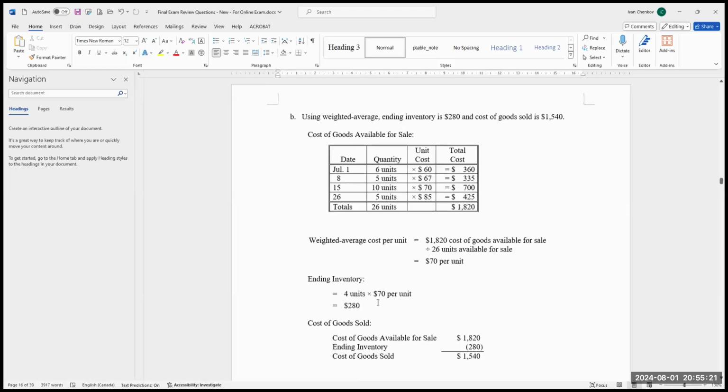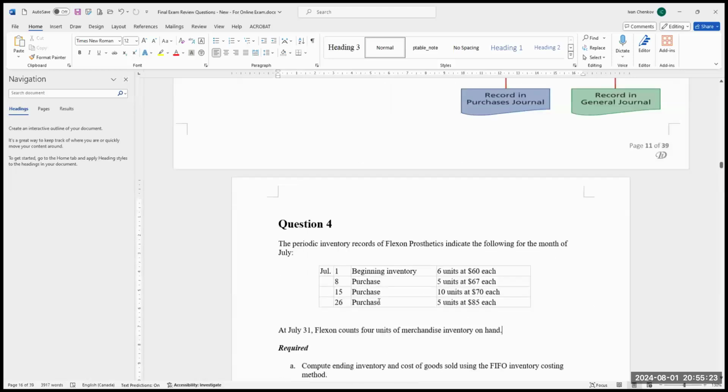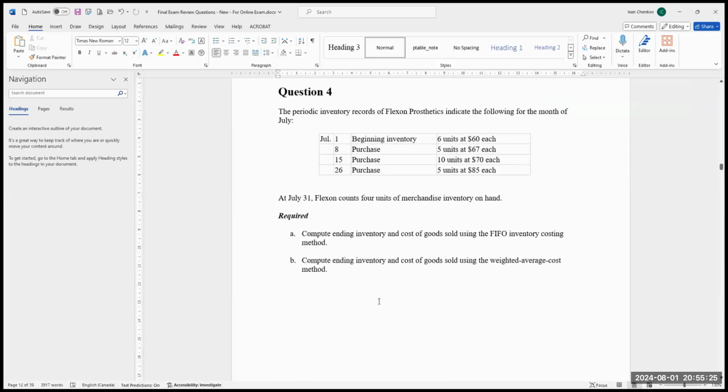So let's go back to our question and start calculating. We can see our beginning inventory. We have the purchases. We have the ending balance: 4 units are counted at the end of the period. What we have to do is compute the ending inventory and cost of goods sold using first in, first out, and the same thing using the weighted average cost method.